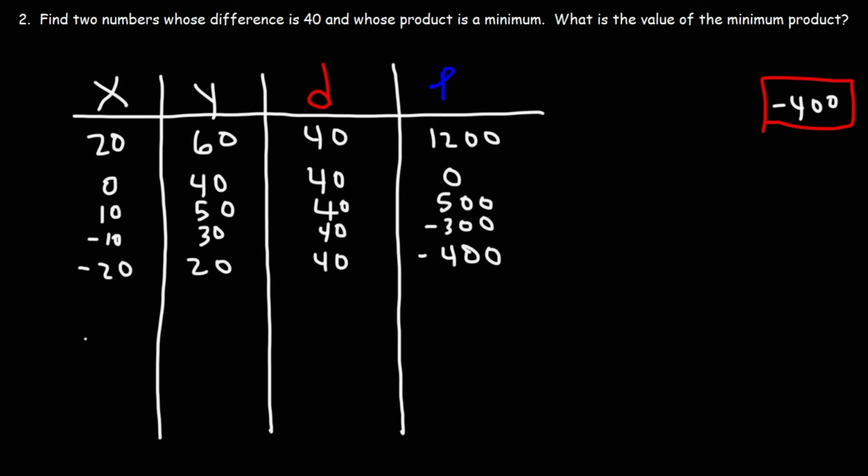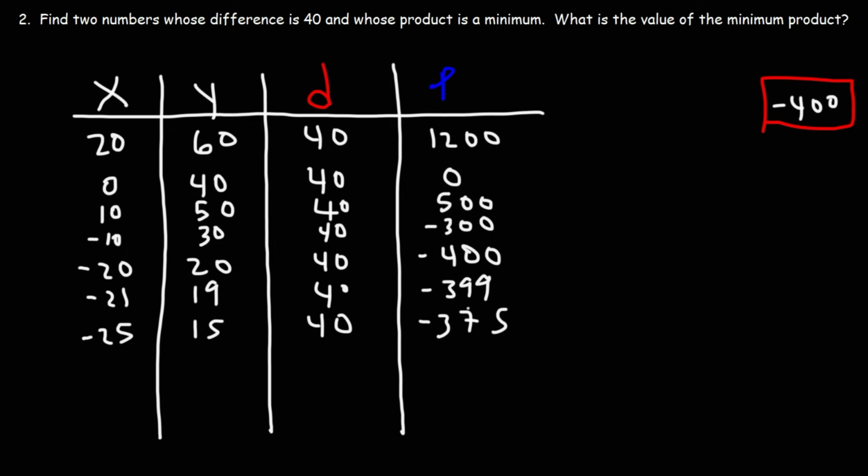If we were to try negative 25 with 15, the difference is 40, but negative 25 times 15, that's negative 375. If we were to try negative 21 and 19, we would get negative 399. So the lowest product is negative 400.